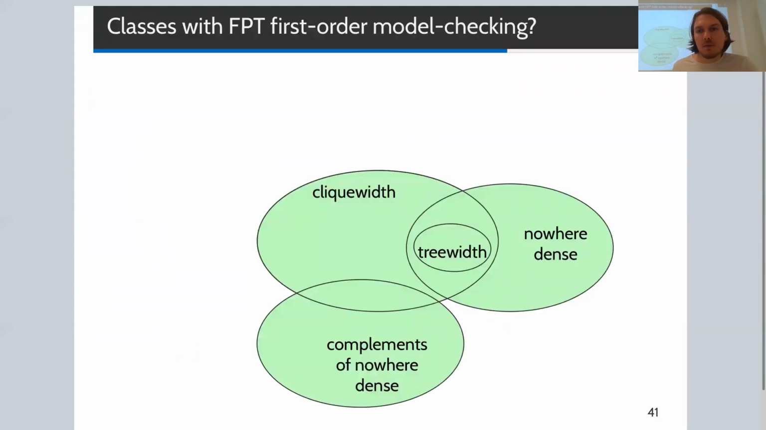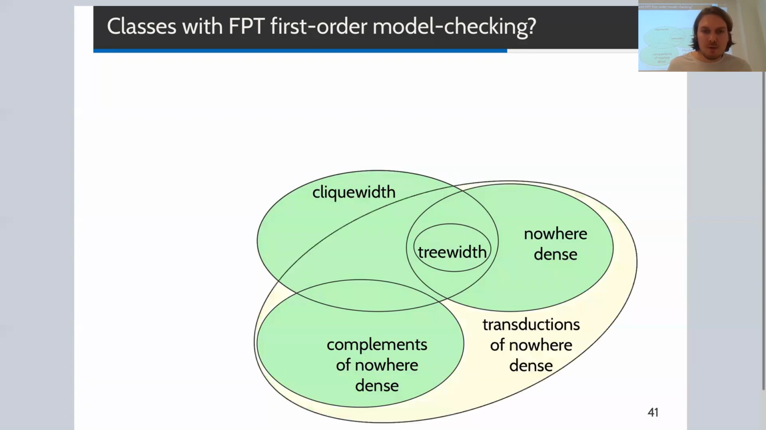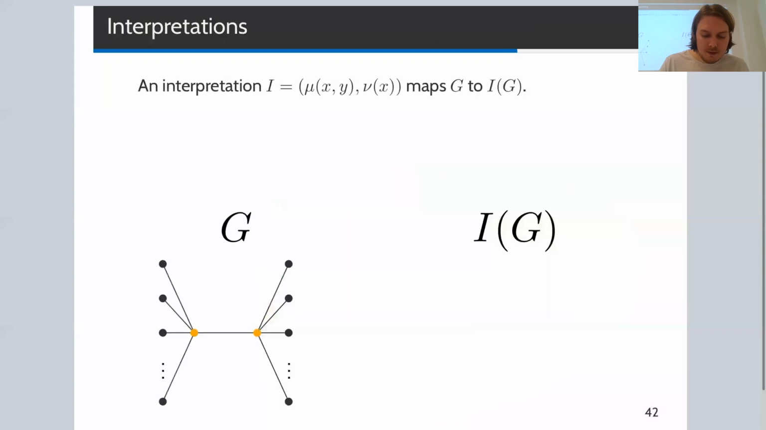And where do complete bipartite graphs fit into the picture? They would be kind of, I don't know where they would be, but this is not interesting, it's more of a motivation for a more general principle that we call transductions. So we're going to consider next transductions of nowhere dense graph classes, which contain both the complements and the original graphs, and it's a very nice concept. So before we define transductions, let's first consider interpretations.